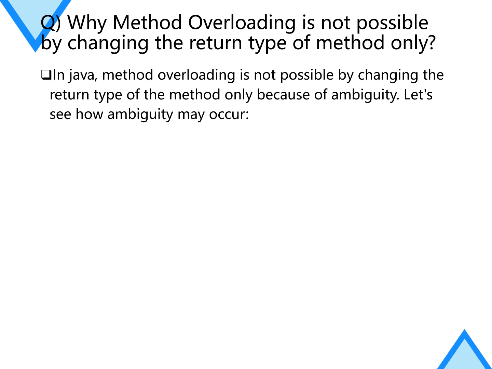As we stated at the start of the lecture, method overloading is not possible by changing only the return type of the method. So here we are going to discuss the question: why is it not possible? The answer is that in Java, method overloading is not possible by changing only the return type of the method because of ambiguity. Let's see how ambiguity may occur.